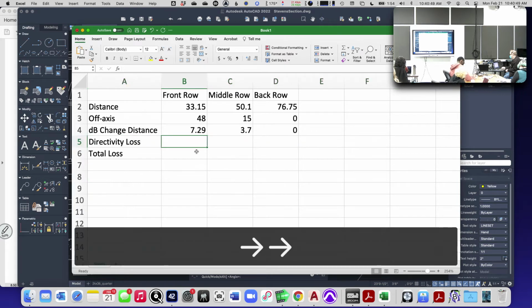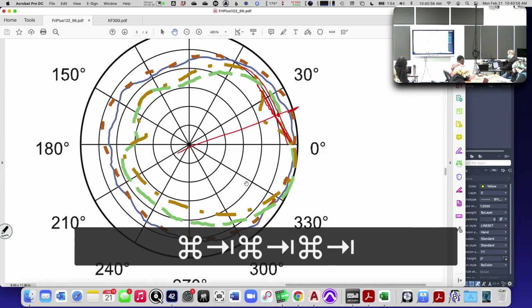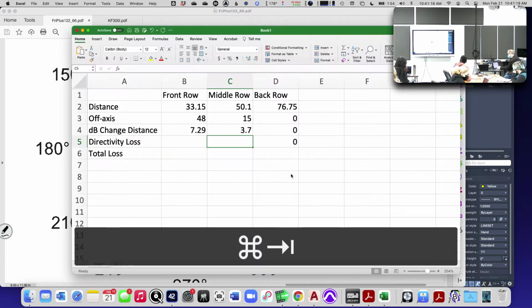Okay. Directivity loss. Well, presumably it's 0 at the back row. Directivity loss to the middle row, where we're looking at 15 degrees. So 15 degrees is here. And about there. We've maybe lost 1 dB, if we've lost anything, right? At 1K. So I'm going to say -1.